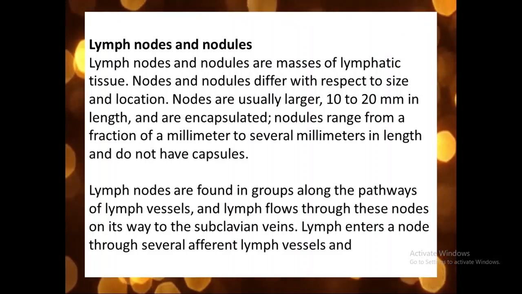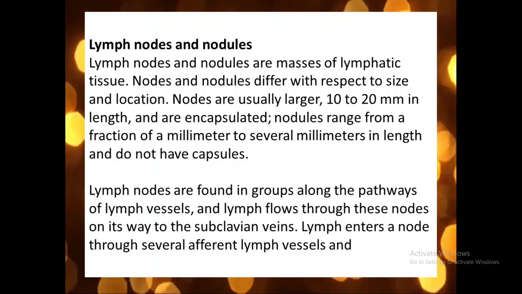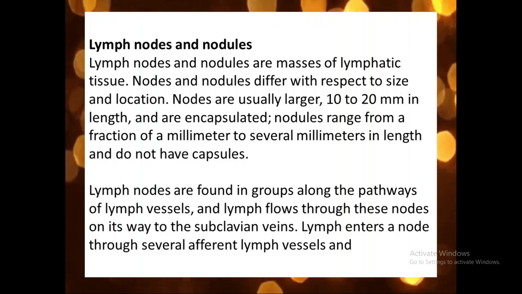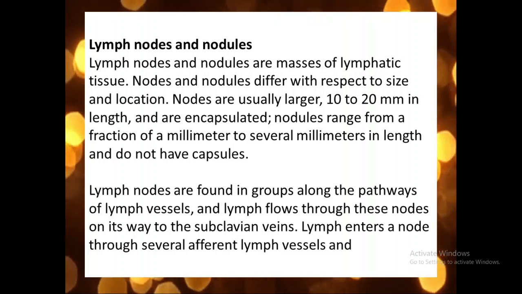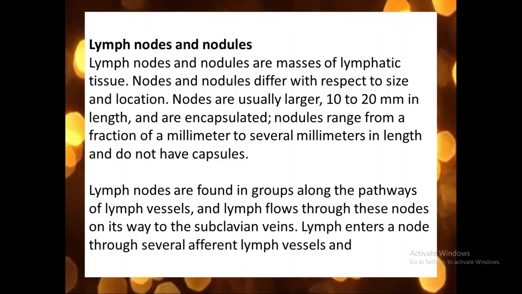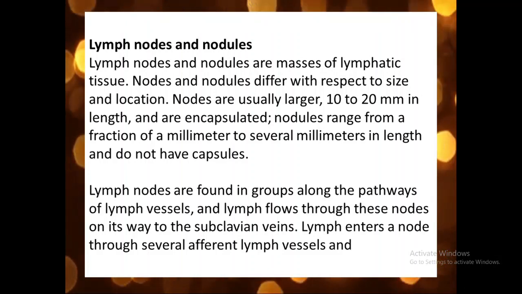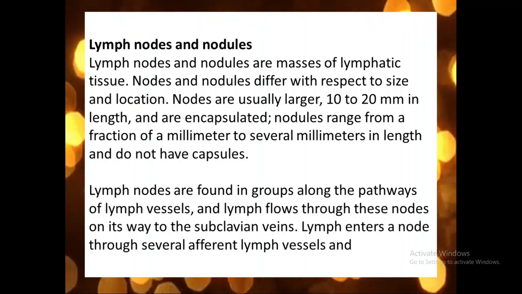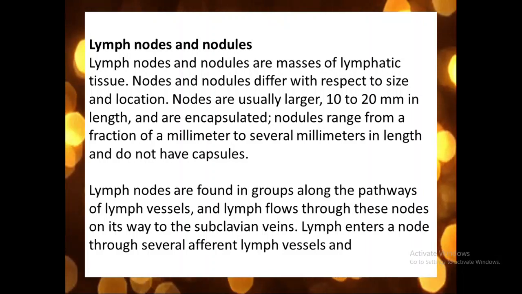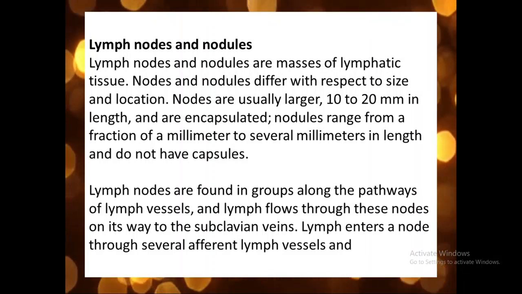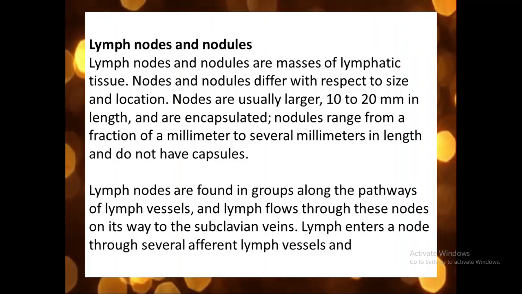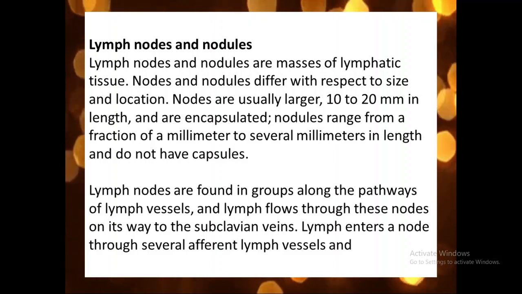Nodes and nodules differ with respect to size and location. Nodes are usually larger, 10 to 20 millimeters in length, and are encapsulated. Nodules range from a fraction of a millimeter to several millimeters in length and do not have capsules. Lymph nodes are found in groups along the pathways of lymph vessels, and lymph flows through these nodes on its way to the subclavian vein.